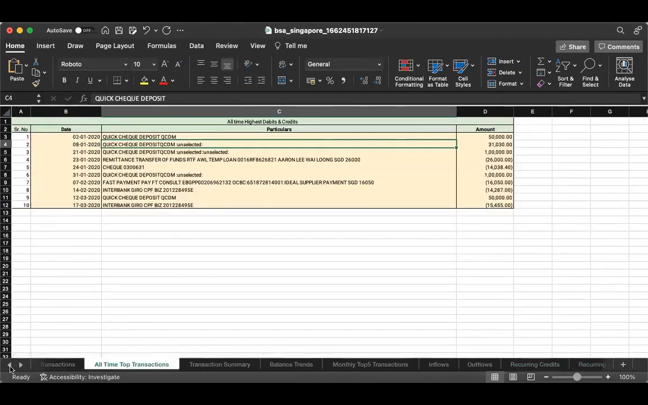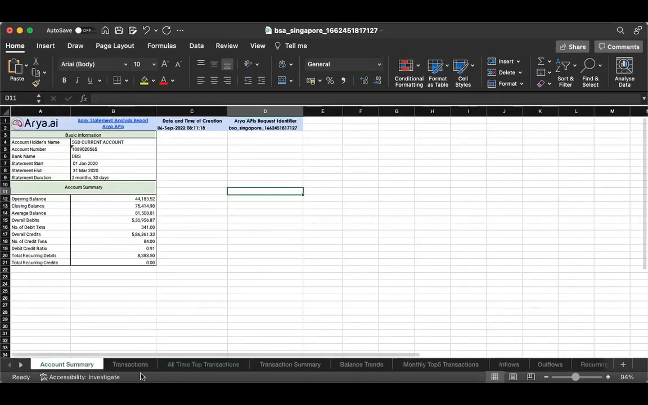So this is the whole of the Excel report to start with. We have the account summary, the transactions, the inflow outflows, as well as the recurring debits and credits. So this is the overview of the Excel report.